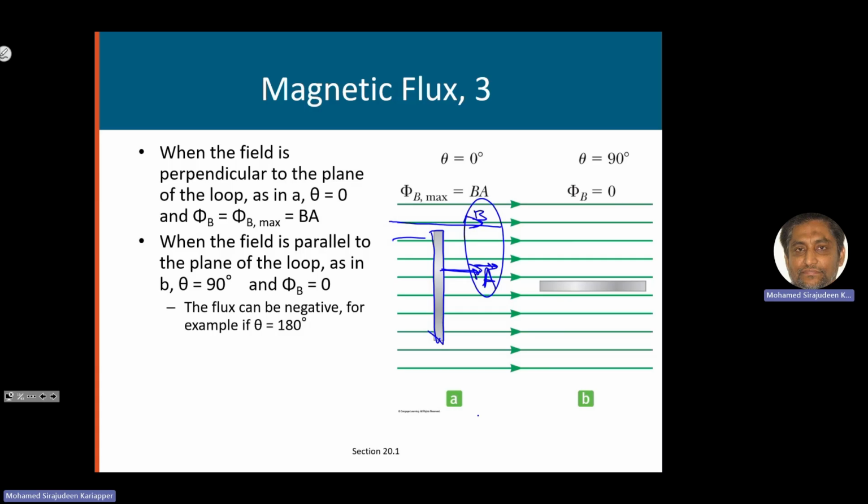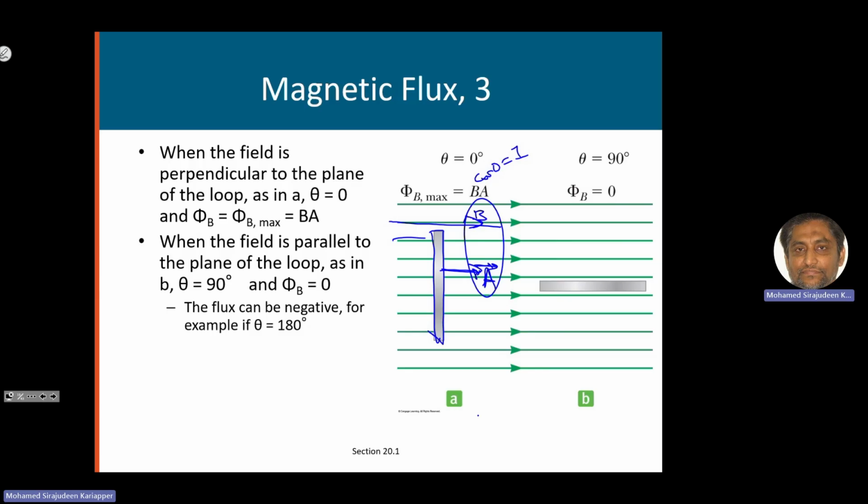So the component of the magnetic field along the vector A is everything. Theta equal to 0 means cosine theta will be cosine 0, which is 1. Don't confuse sine and cosine, okay? Sine 0 is 0, sine 90 is 1, but cosine 0 is 1, cosine 90 is 0. Now, when that happens, the flux is maximum.